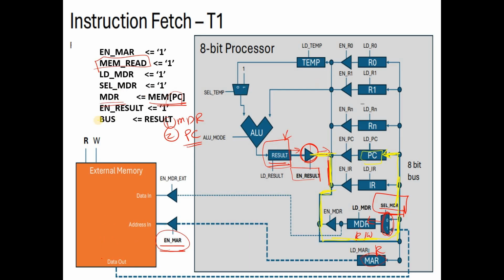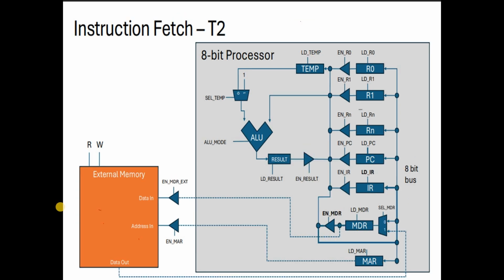So the result gets passed into the bus. The result goes into the bus, and then the value of the bus is stored into the PC, and this completes our second cycle. So let's go ahead into our last cycle, which is this third cycle.